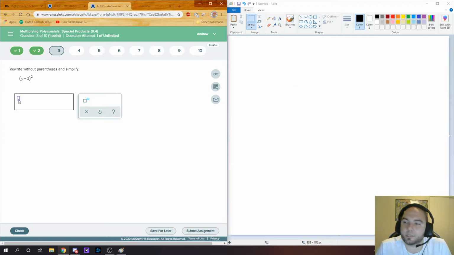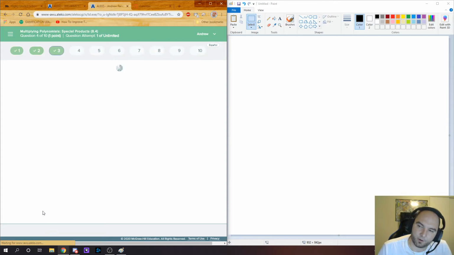So here, I will attempt to type it directly into the box so you can understand what I'm talking about. I have y minus 2 squared, so I know it's going to start with a y squared. And I know it's going to end with a plus 4. But before I get to the end, let's write the middle term. The middle term is y times negative 2 but doubled. So y times negative 2 is negative 2y, doubled is negative 4y. And then the last term is negative 2 squared, which is positive 4. Yes, I'm doing it without work.